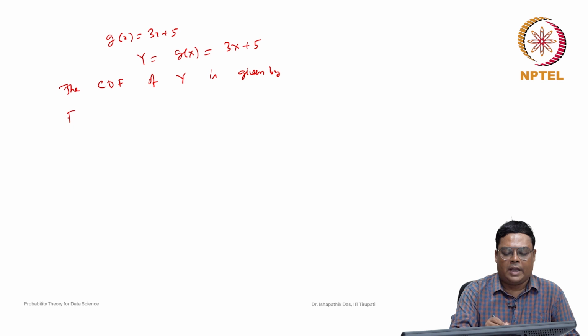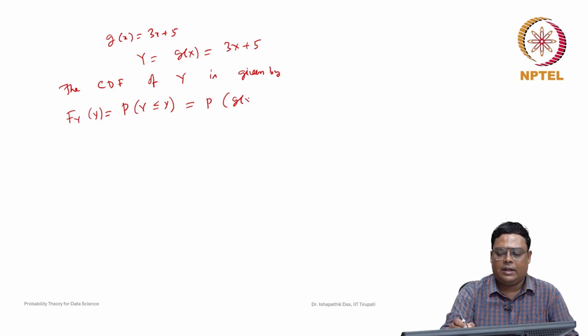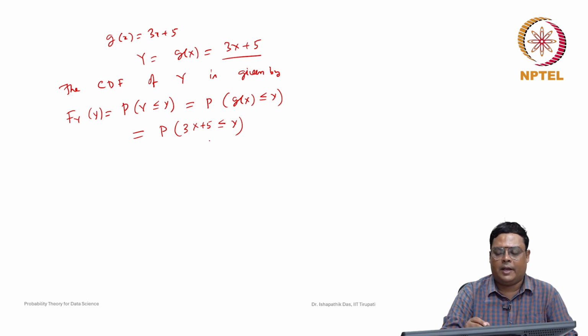F of Y at y. By definition this is equal to the probability that Y is less than or equal to y, which is the probability that g of X is less than or equal to y, since Y is nothing but g of X. That is the probability that 3X plus 5 is less than or equal to y. This is the same as subtracting 5 on both sides and dividing by 3. Because 3 is a positive number, the inequality does not change. So the probability that X is less than or equal to y minus 5 by 3.